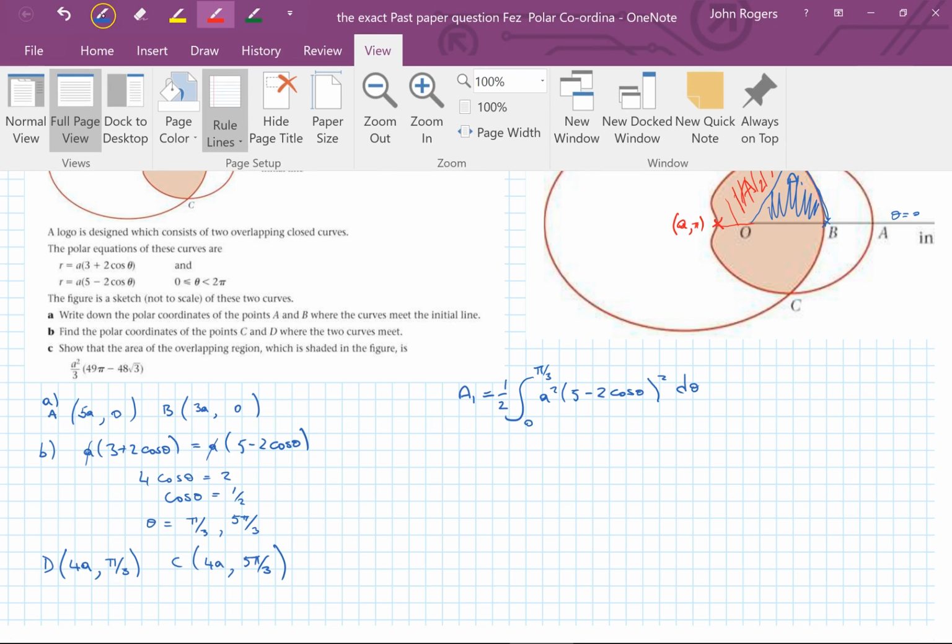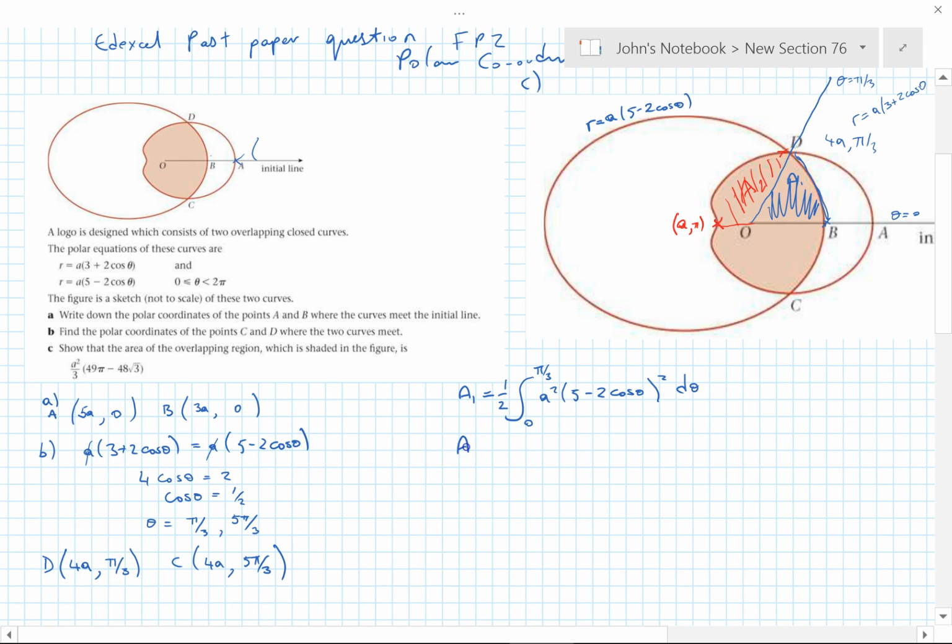Okay, let's swap back to blue. So A2 is equal to, and don't forget we're now on this curve here, because that's part of that curve. So A2 is equal to half the integral from pi by 3 to pi of a squared (3 plus 2 cos theta) squared d theta. Apologies for the dogs barking outside.